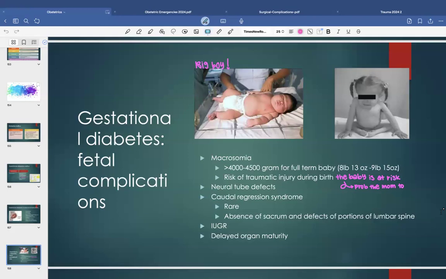Gestational diabetes, moms are at increased risk of intrauterine growth restriction, which we talked about last week, as well as delayed maturity of organs like underdeveloped lungs.